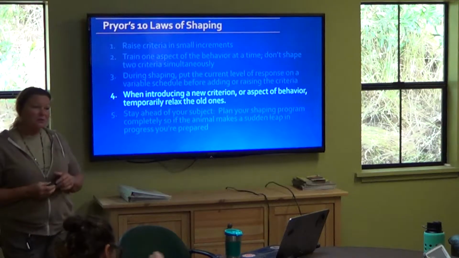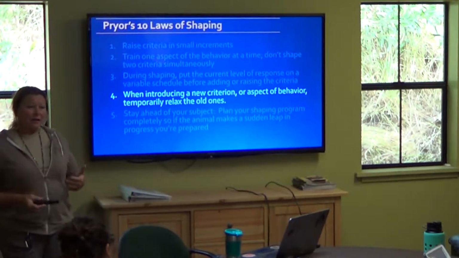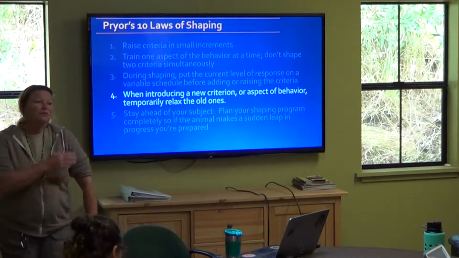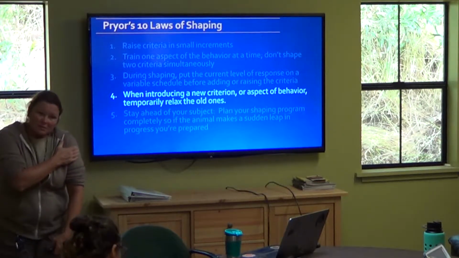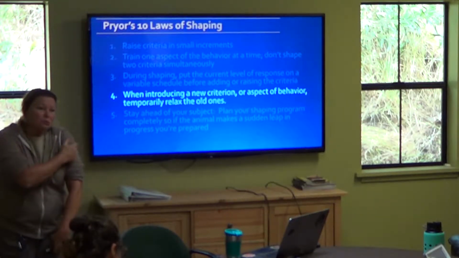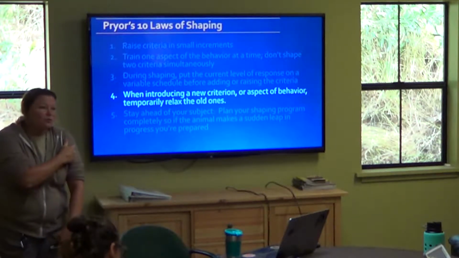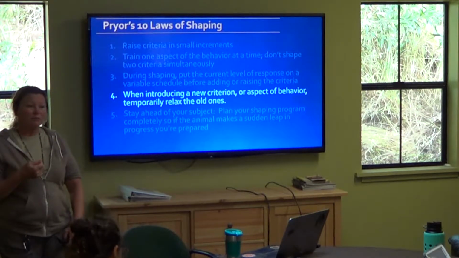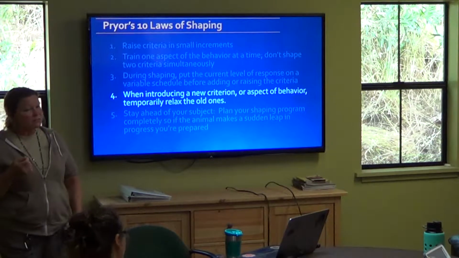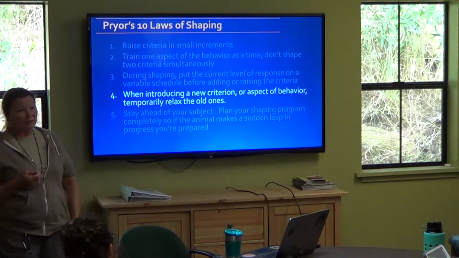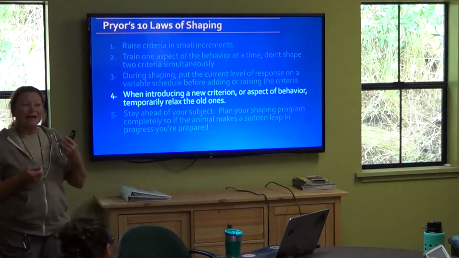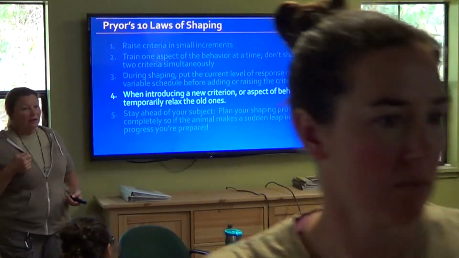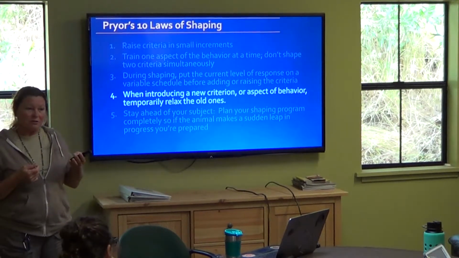When you're introducing a new aspect of the behavior, you might want to relax the criteria of another. So if you're teaching injection, you've got the animal presenting their body part, and you're able to poke it with the blunt needle for 20 seconds. Now you've decided you're ready to actually pierce the skin with a small needle. Are you going to pierce the skin and expect the animal to hold for 20 seconds? No. Relax the criteria of duration, do a stick, come right out, and then you build back up to the duration that you need.